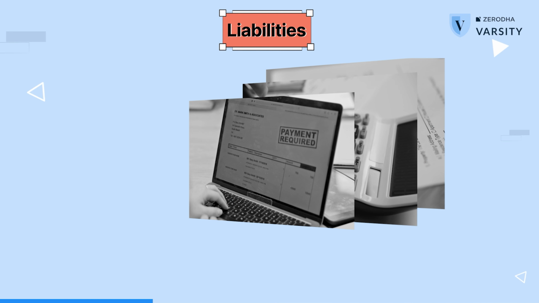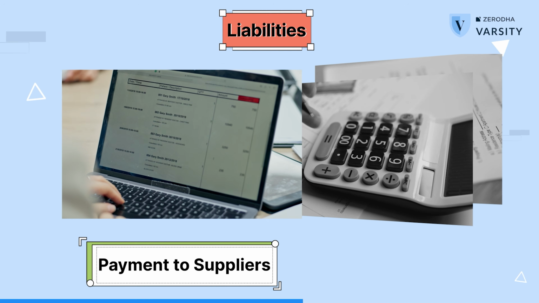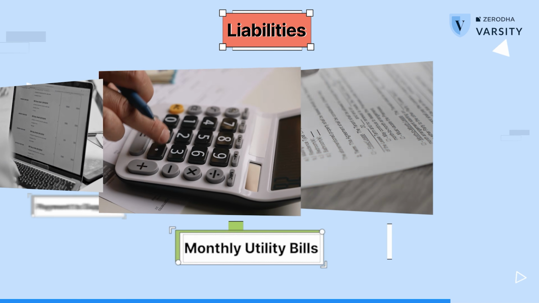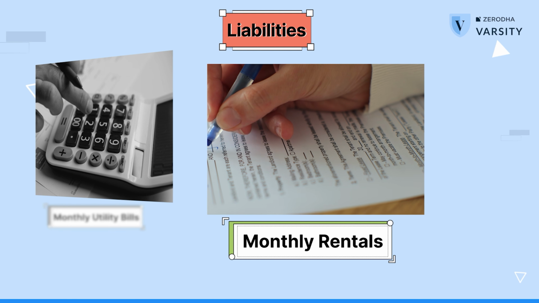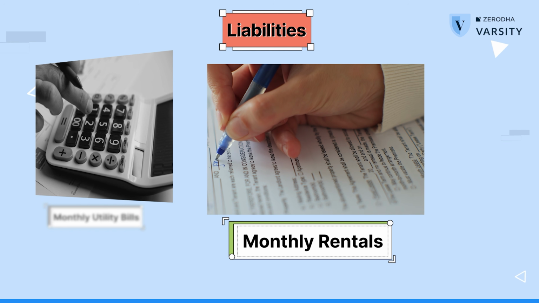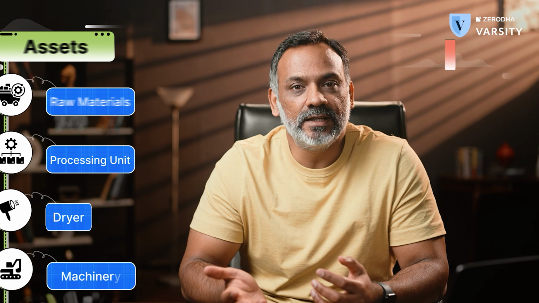On the other hand, you will have to pay off your suppliers for all the supplies. You have monthly utility bills, you have monthly rentals to pay. These can be considered as current liabilities of a business. So on one hand, we have current assets, and on the other hand, we have current liabilities of a business. Current assets are assets owned by the company which can be sold, serviced, or served such that these current assets convert to cash within 1 year. And current liabilities are basically bills which need to be paid by the business within 1 year.